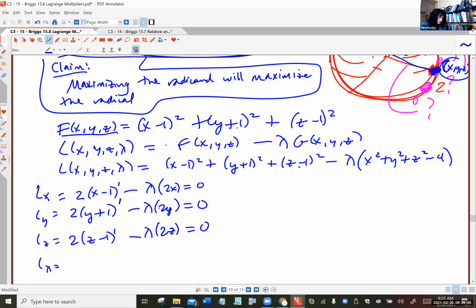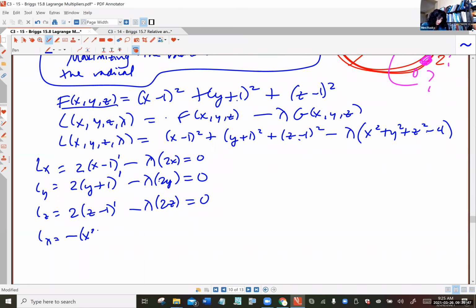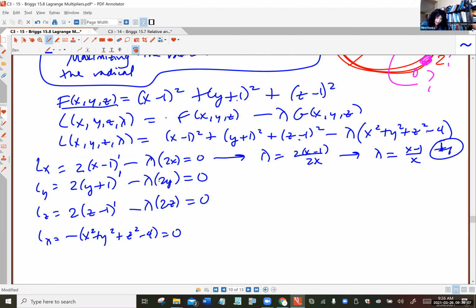And the partial with respect to lambda, which always ends up being really the constraint equation. So you know how I'm going to roll. I'm going to solve for lambda. You guessed it. And after I reduce by canceling out the 2's, I get my first version of lambda looks like that.